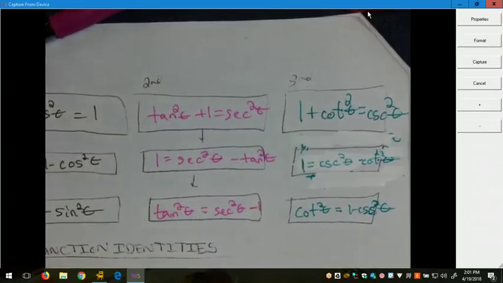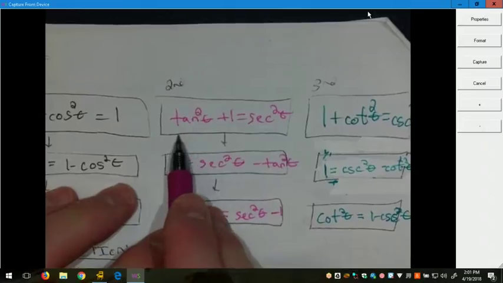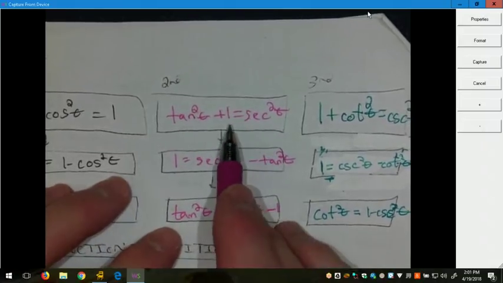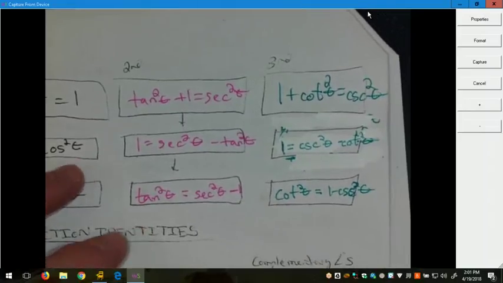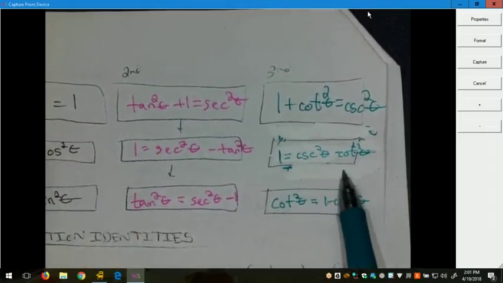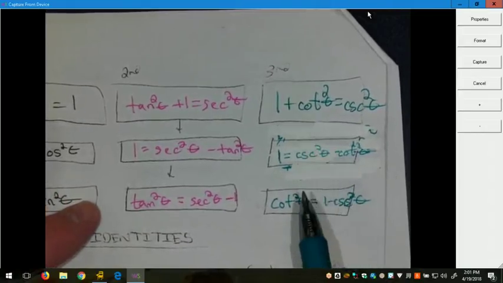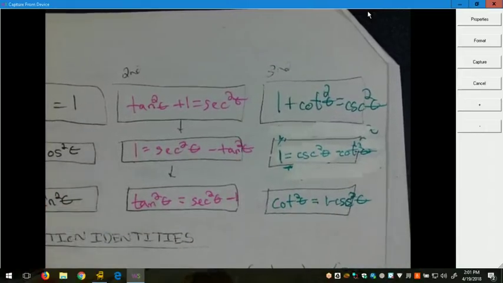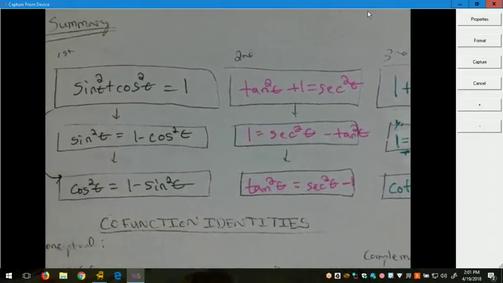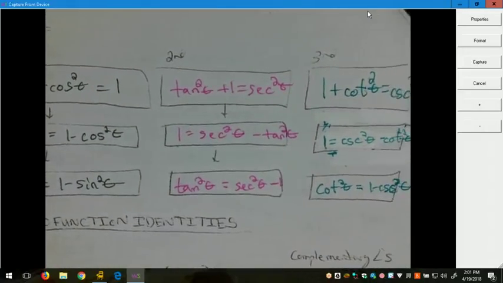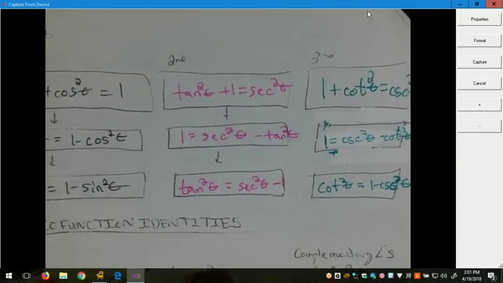Welcome back. Here are the trig functions that you should have come up with. When solving to get 1 by itself, you had to subtract tangent squared theta. When solving to get tangent squared theta by itself, you had to subtract 1. When solving to get 1 by itself, you had to subtract cotangent squared theta. And when solving to get cotangent squared by itself, you had to subtract 1. So there are actually 9. The 3 Pythagorean identities can be represented in 9 different ways.